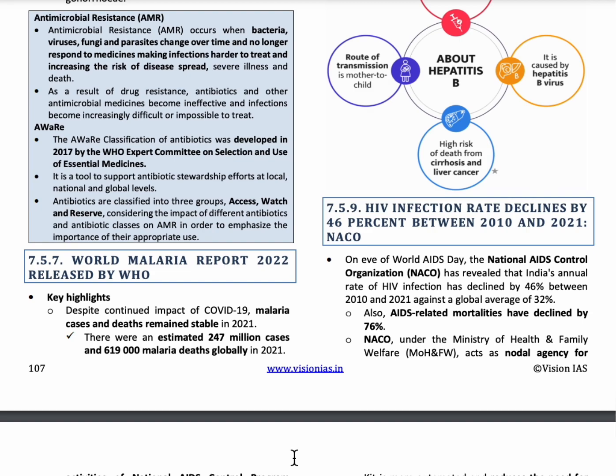The next topic is World Malaria Report 2022 released by WHO. So, as per the report, there were an estimated 247 million cases and 6,19,000 malaria deaths globally in 2021. India has 79% cases and 83% of all malaria deaths occurred due to Southeast Asian regions.